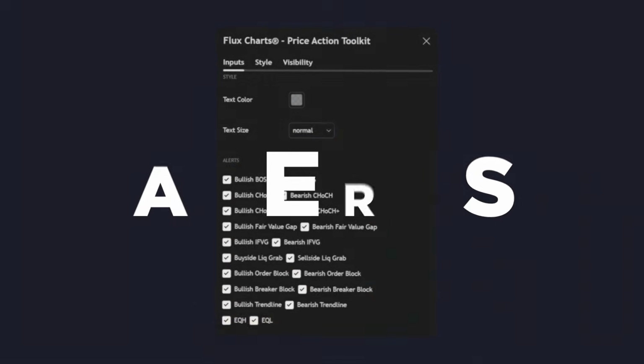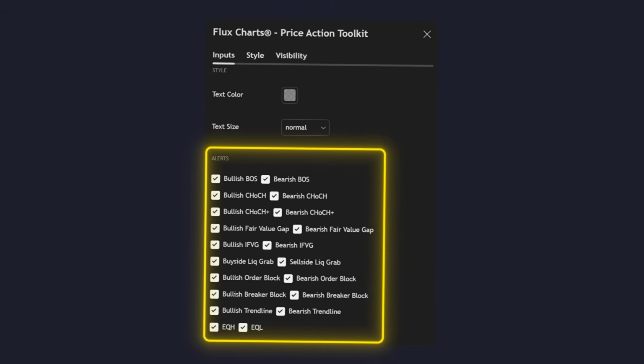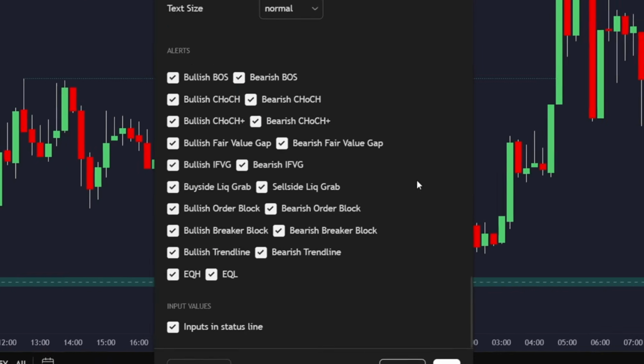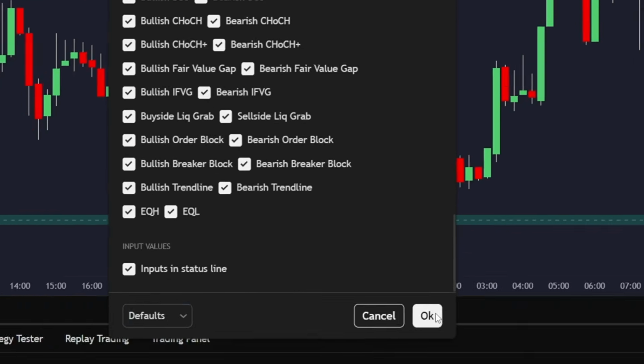That is why we added an entire alert system to the toolkit. With these alerts, you'll never miss the setups that actually matter. Setting up alerts takes a few seconds. First, jump into the toolkit settings and scroll to the bottom. Enable all the alerts you want to receive and click OK.